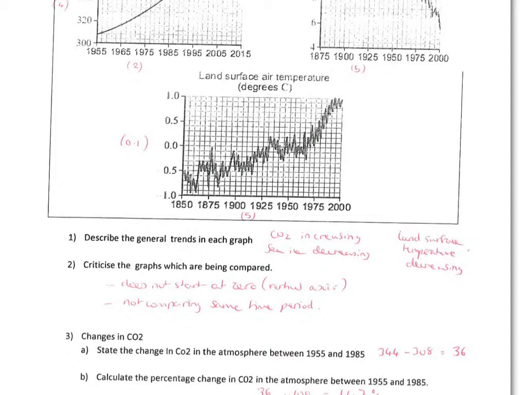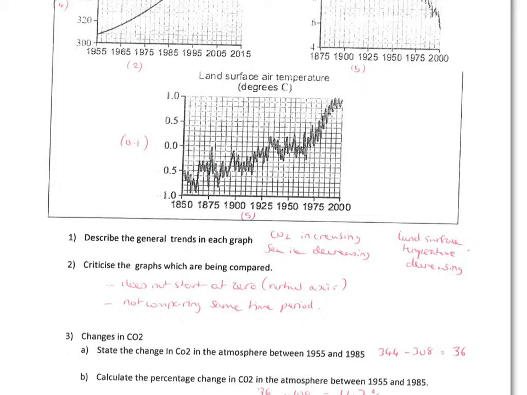Criticize the graphs. The 2 main criticisms are for each graph, the vertical axis does not start at 0 for those 2 graphs there. So this one starts at 300, this one starts at 4, they should both start at 0. This one does have a 0, so this one is fine. And for all 3 graphs, they should be comparing the same time period. So if they'd chosen 1955 to 2015, they should have chosen the same time period to start and finish the other 2 graphs.